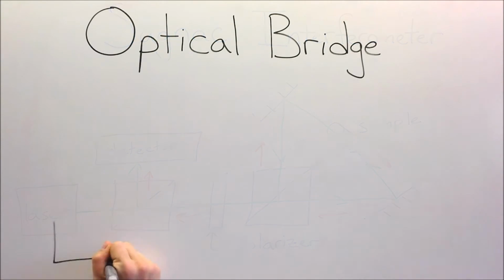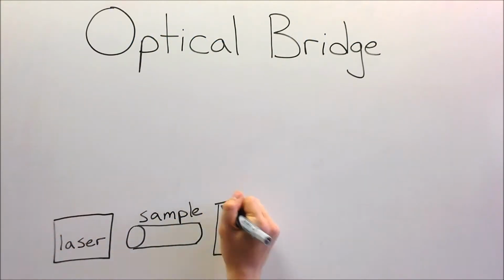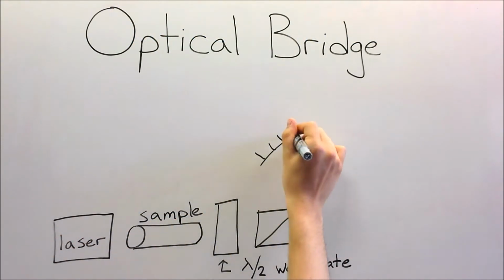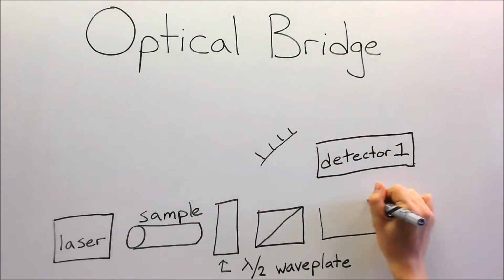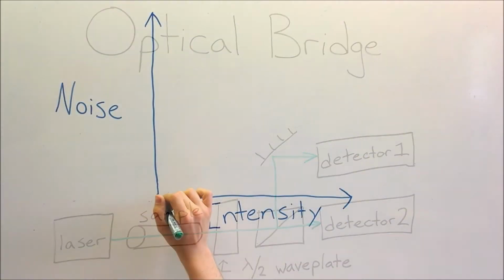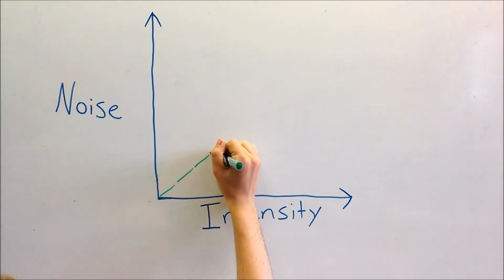The optical bridge works by dividing the beam into two based on the polarization and measuring the difference in the signals entering the detectors. We measured the noise characteristics of both setups at low intensities.